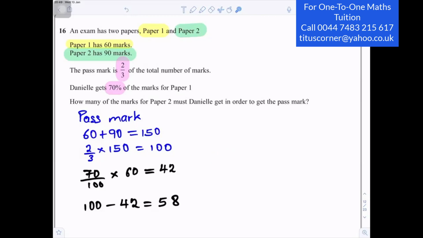Now, Daniel has got 70% of the marks for paper 1. How many marks is that? So we want to find 70% of 60. 70% of 60 is 42 marks. So Daniel has got 42 marks. They need to get 100 marks, but they've got 42. So how much is left? 100 minus 42 gives 58. So Daniel needs to get 58 marks from paper 2.